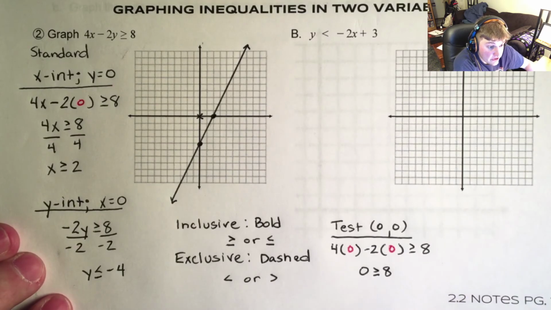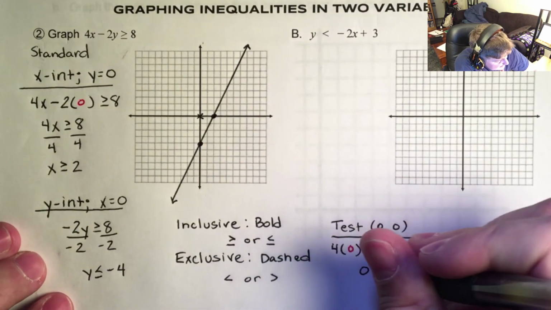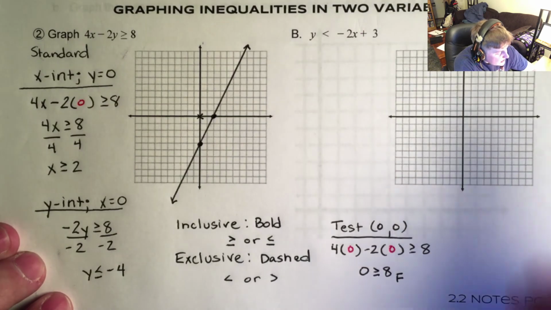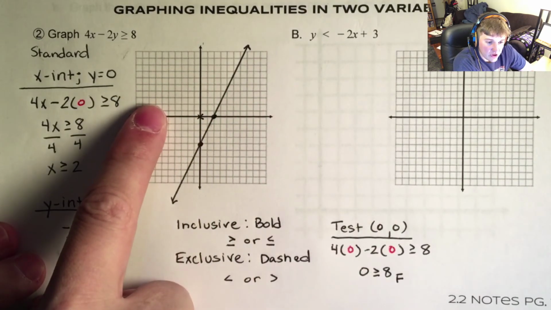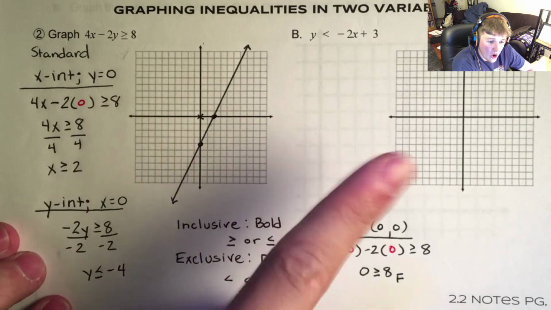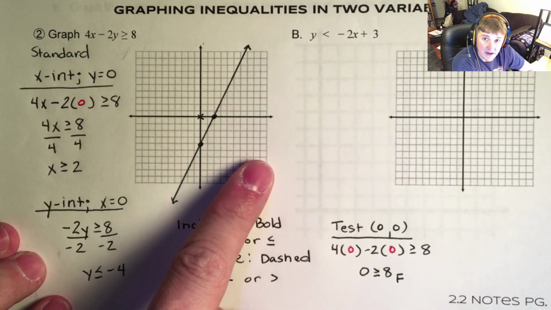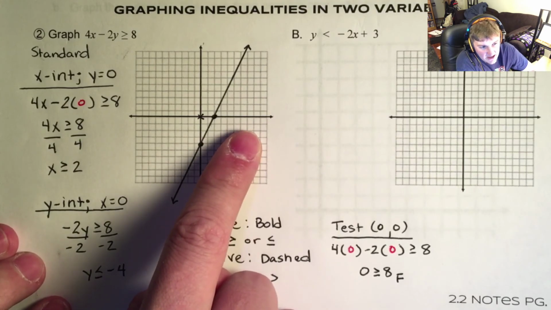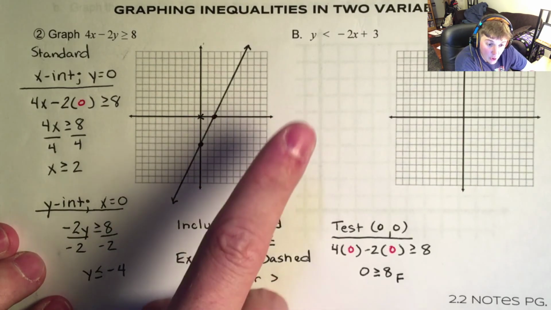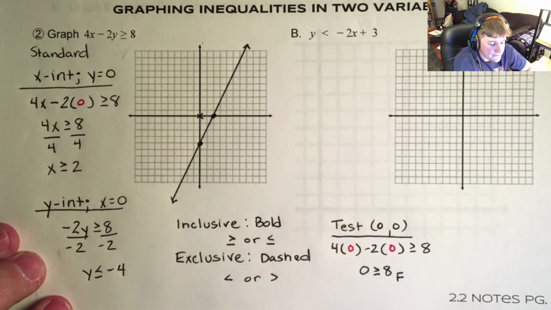Okay, hopefully you're telling yourself that it is not a solution, because this is a false statement. So how does that inform me where to shade? Do I have to go and test other points? Well, no, you don't. Because I know all my solutions are over here on this side of the line, or all my solutions are over here on this side of the line. You can't have a side that has some solutions and some not solutions. They're either all over here or they're all over here, and that's just it.